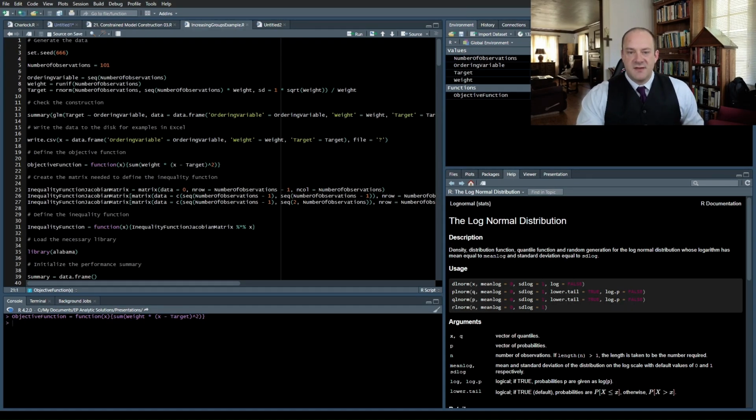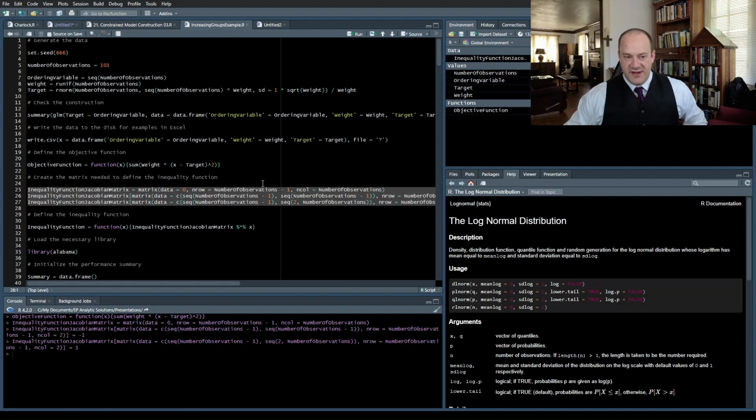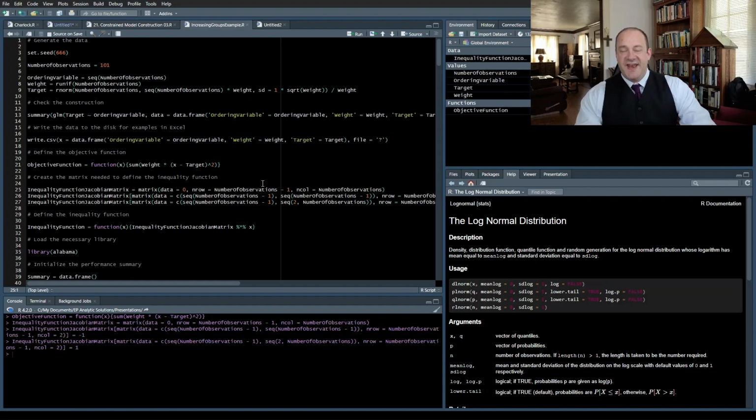Boom. Okay. So that matrix that you just saw in Excel is precisely what we're creating here when we create the inequality function Jacobian matrix. Now, the Jacobian should be distinguished from the Jacobin, which is political, and the Jacobean, which is aesthetic. The Jacobian is the matrix of gradients.